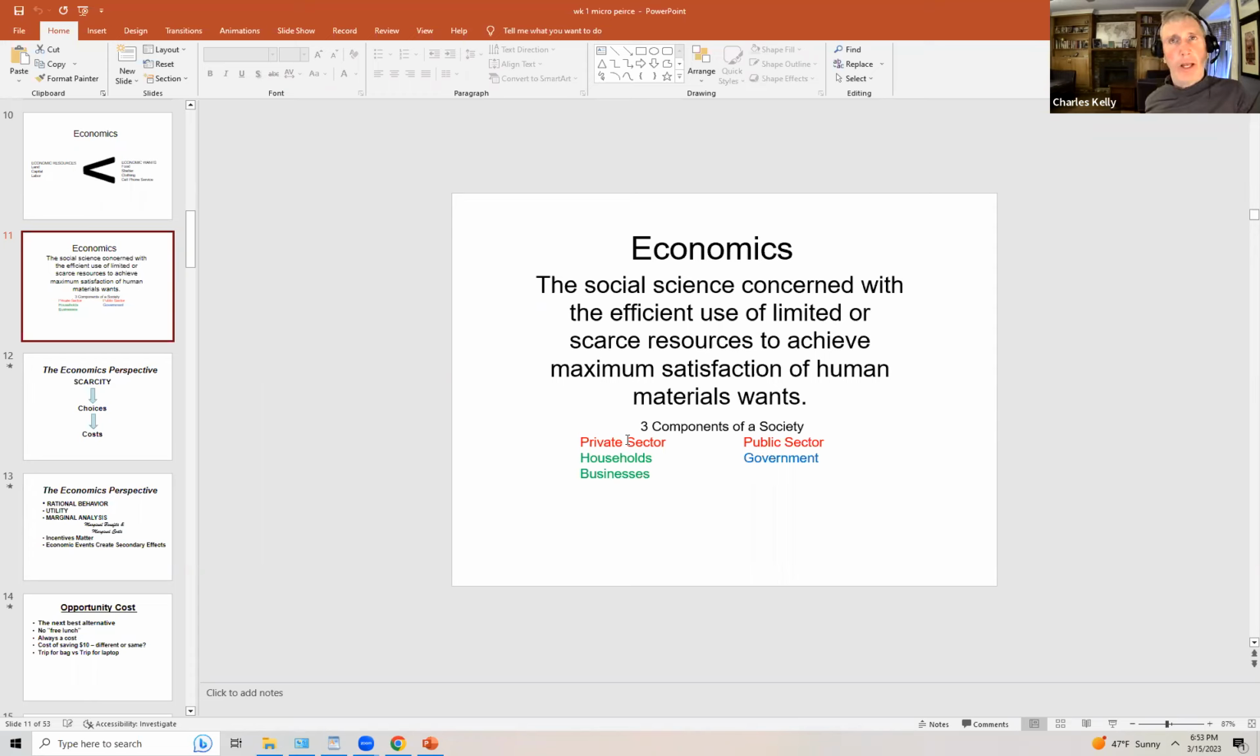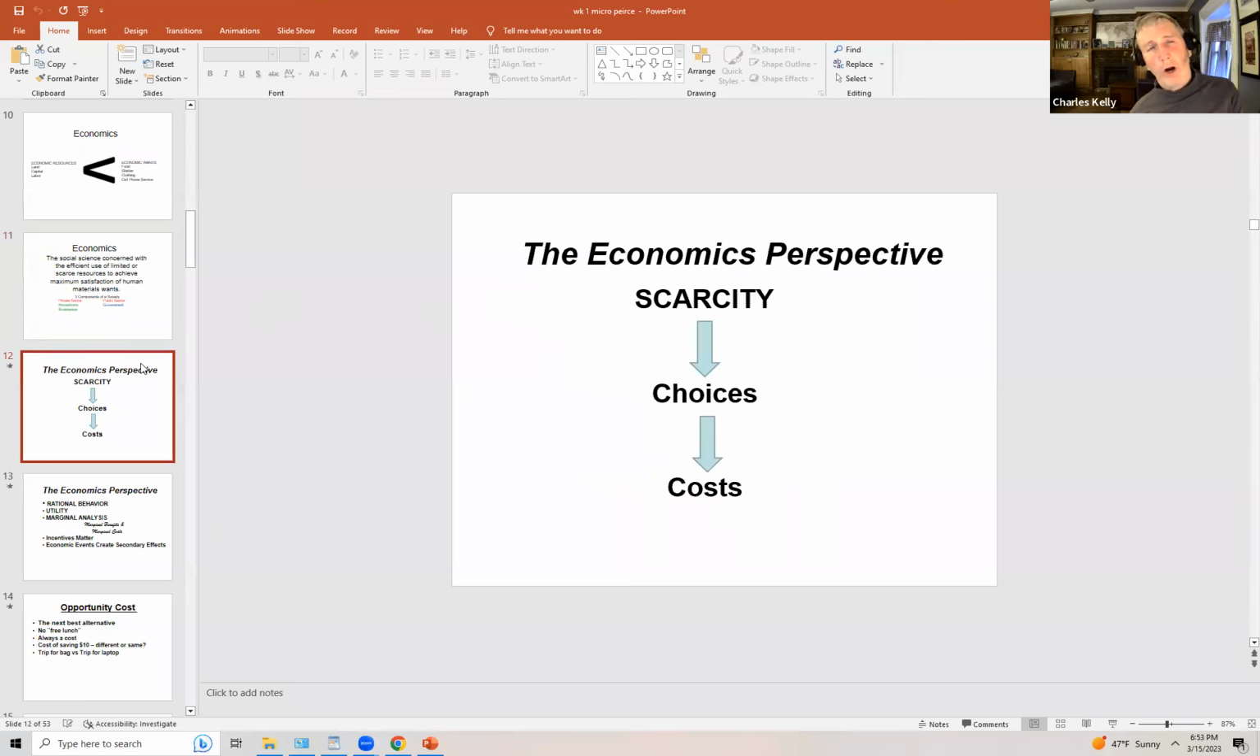So when we study something like opportunity cost and marginal thinking, when we talk about economic events creating secondary effects, it's important to remember that all of these principles and concepts apply to all three segments, because the government should use economic rationale to make decisions just like a business does, just like human beings do, just like average everyday households.